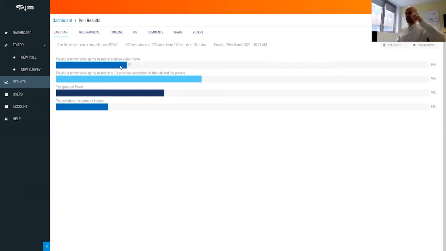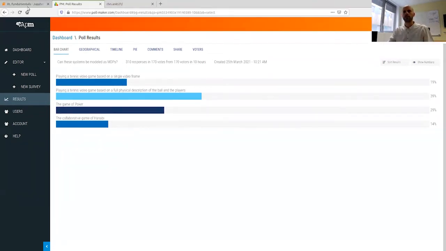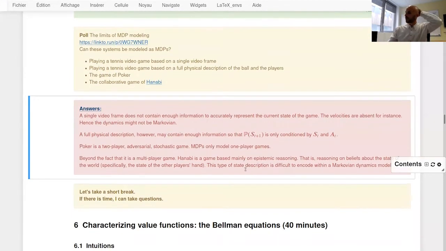Is the game of poker an MDP? And the answer there is no. Well, actually, let me get back to the answers, because this is what is written here. The answer is no, because poker is a two-player adversarial stochastic game. So the key point here is it's a stochastic game, just like MDPs, but MDPs are one-player games. There is no adversarial presence in MDPs. We're just trying to optimize a behavior in a given environment, but the environment is not against us. Poker is a two-player adversarial stochastic game, so it is not an MDP. It is a broader class of problems called multiplayer stochastic games. And MDPs are a special class of that, where there's only a single player. And the collaborative game of Hanabi, if you're curious to know what it is, is a game where you actually try to guess what other people have in their hand.